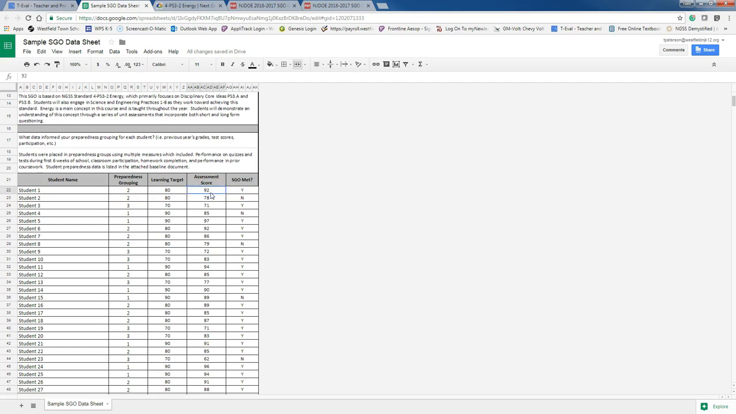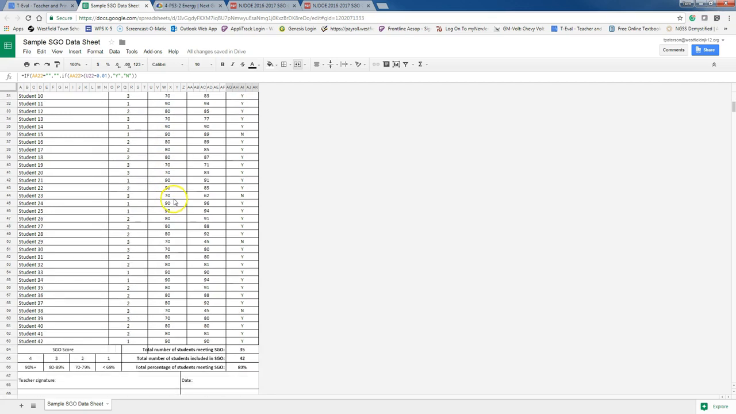It makes it pretty easy. So I enter in that data, and then I have another equation to determine whether or not I've met my SGO. And so basically all this equation does is it says, okay, what prep group is the kid in? The kid's in prep group 2, meaning that they should do at least 80, and if 92 is greater than 80, they met the SGO. And it does it again and again and again.